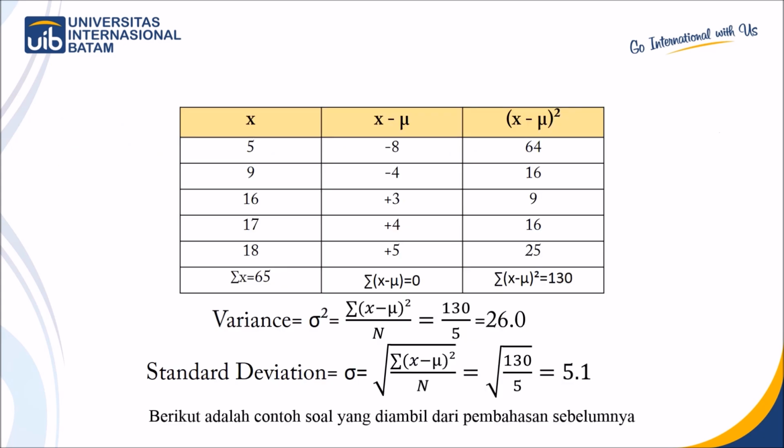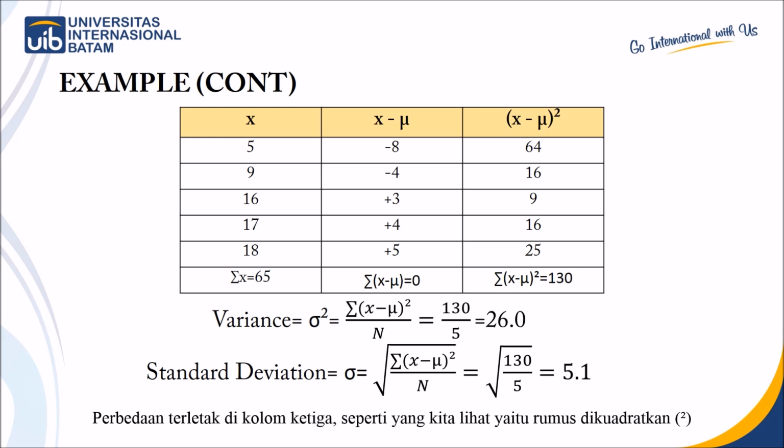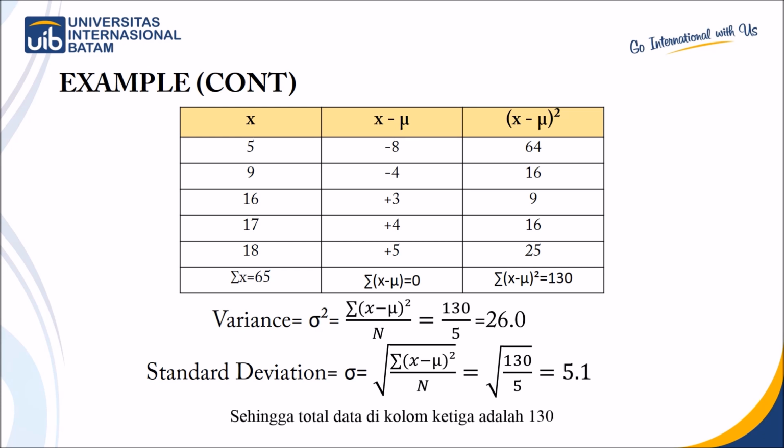Here is an example taken from the previous problem. In the third column, as you can see, the formula is x minus mean squared, and the total is 130. So the variance is 130 per 5 equals 26. And the standard deviation equals the square root of 130 per 5 equals 5.1.